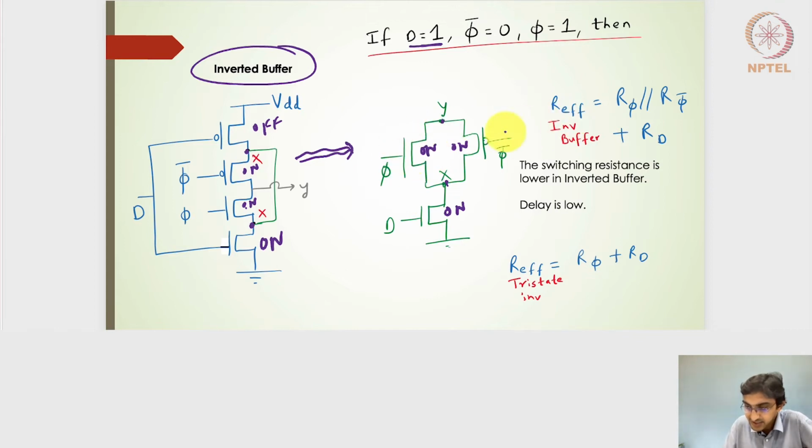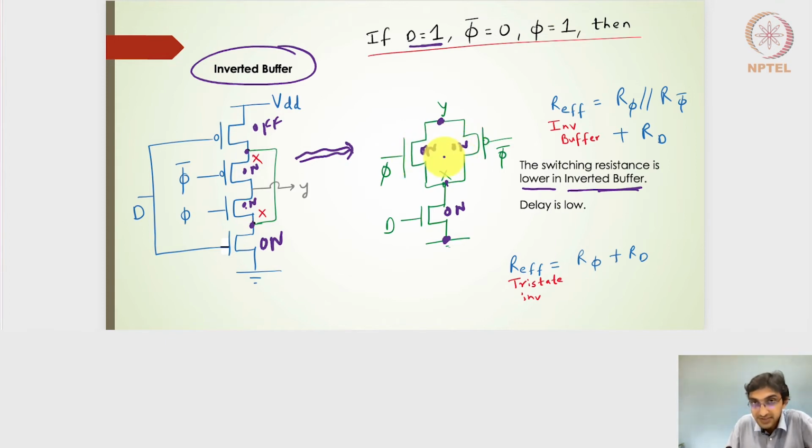So the switching resistance here, from Y to ground, turns out to be nothing but these two transistors' switching resistance in parallel, in series with that of this particular transistor. So the switching resistance will be lower in the inverted buffer than in the Tristate inverter, because in the Tristate inverter I don't have this connection. I don't have these X1 and X2 nodes connected by a short circuit or a wire. So I will not have these two transistors in parallel.